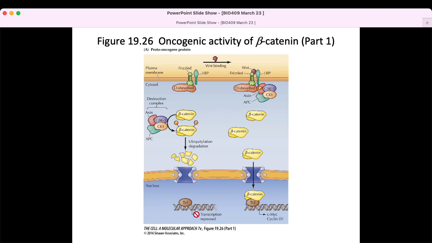So in the absence of Wnt, the transcription factor beta-catenin gets degraded. And its target genes or its response genes are inactive. In the presence of Wnt, the beta-catenin protein gets stabilized and can do its job, and it's to activate genes. And it has a lot of target genes. It includes MYC and cyclin.